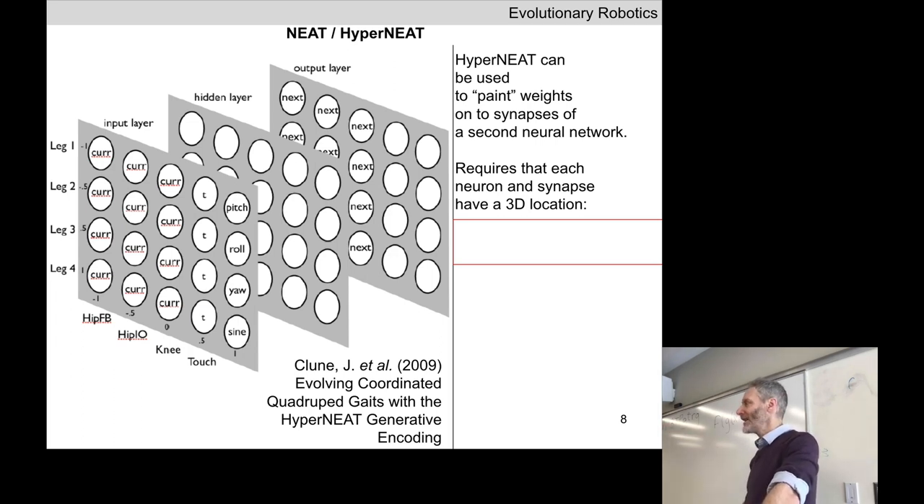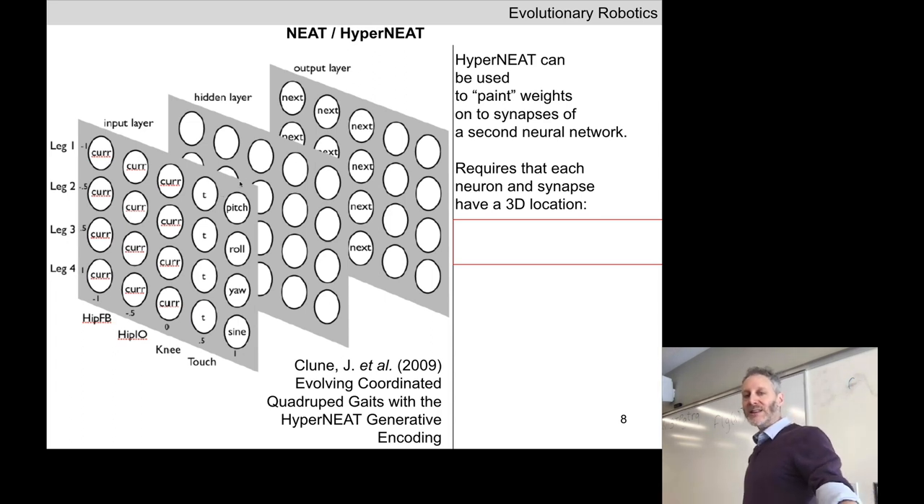If you evolved it on your laptop for a few weeks or a few months, your parallel hill climber might be able to iron out some of those kinks and get a smooth oscillatory regular gait, but it takes huge evolutionary effort to do so if you're evolving the weights directly.